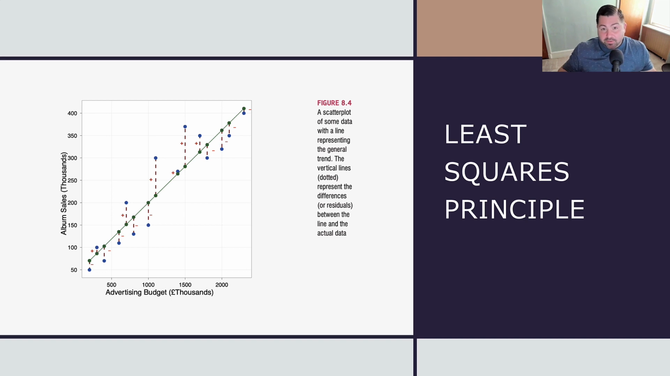Now that we've talked a little bit about the line of best fit, the least squares principle, and the different types of formulas that we can use to generate regression lines, let's go ahead into the next video and talk about how we're going to test the model.